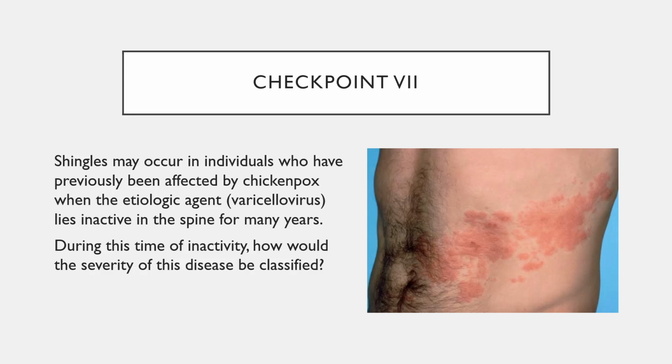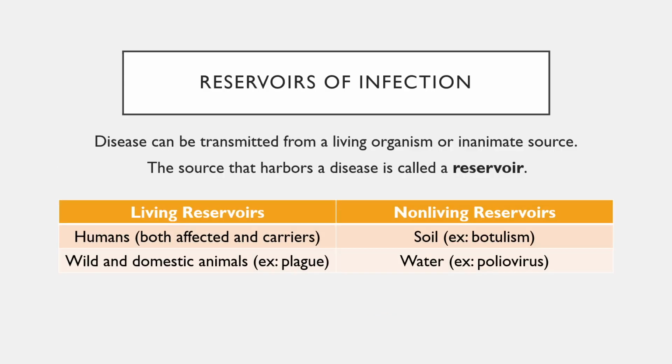So, as we mentioned before, diseases that are endemic to a region may be endemic or constantly present because they are held in some sort of a reservoir. The source that harbors a disease is defined as a reservoir, and reservoirs can either be living or non-living. Examples of living reservoirs include humans. Humans can be sources that harbor a disease regardless of whether they are infected or whether they are a carrier.